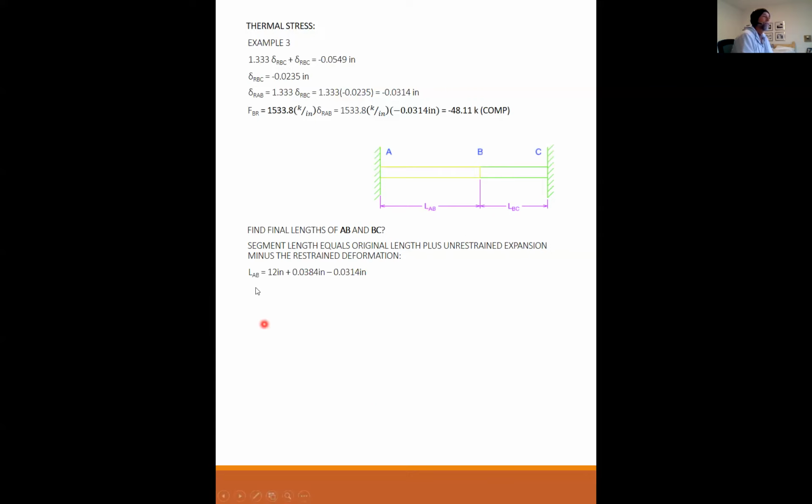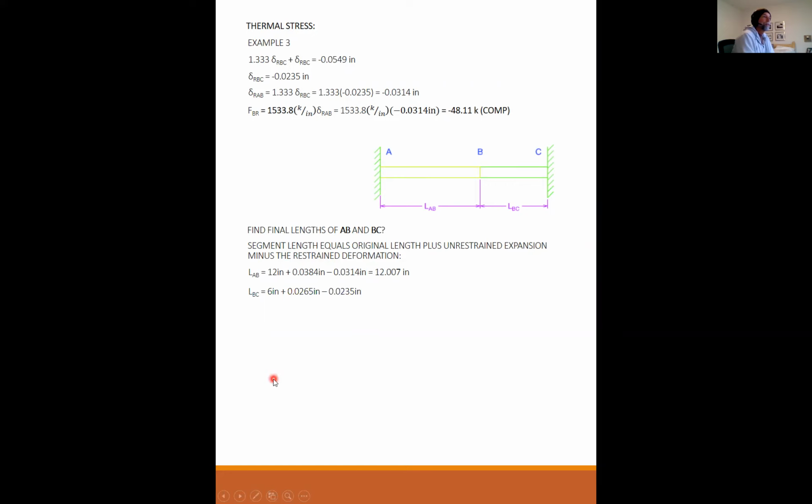So its final length is the original 12 inches, plus the 0.0384, which is the uninhibited expansion due to temperature change, minus my delta due to the restraining force of minus 0.0314 inches, and that gives me 12.007 inches as the final length of LAB.